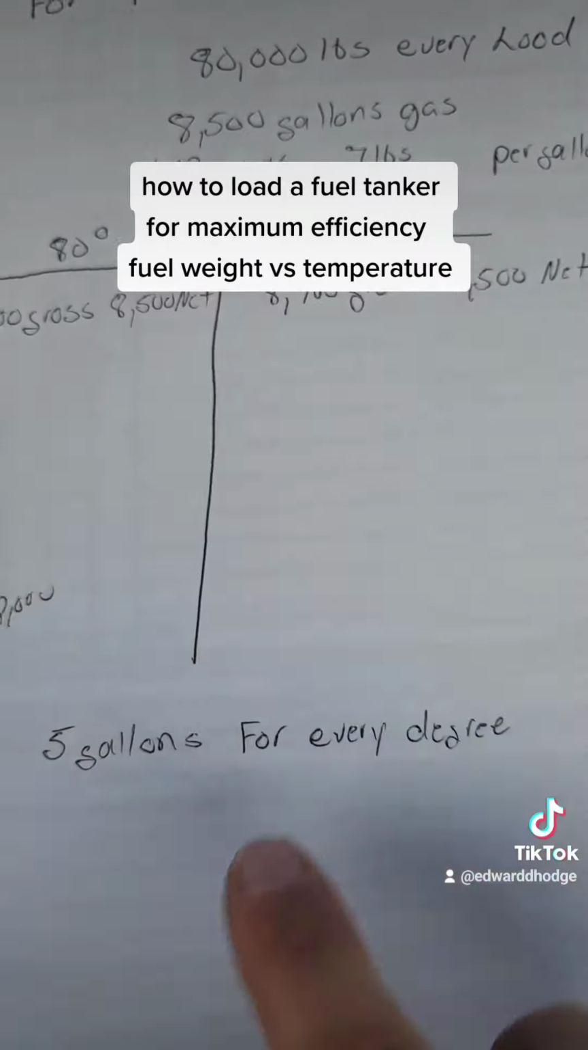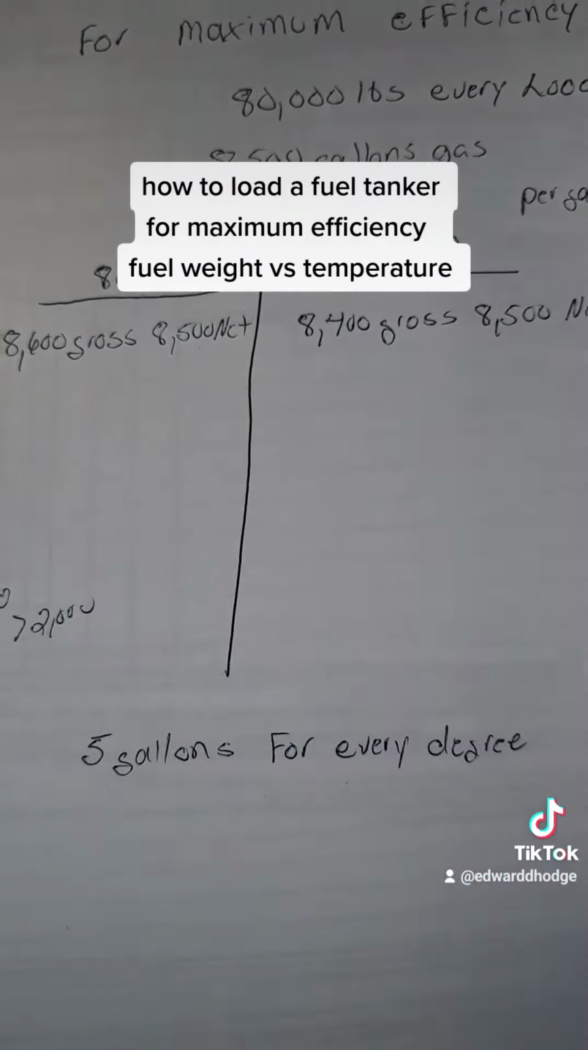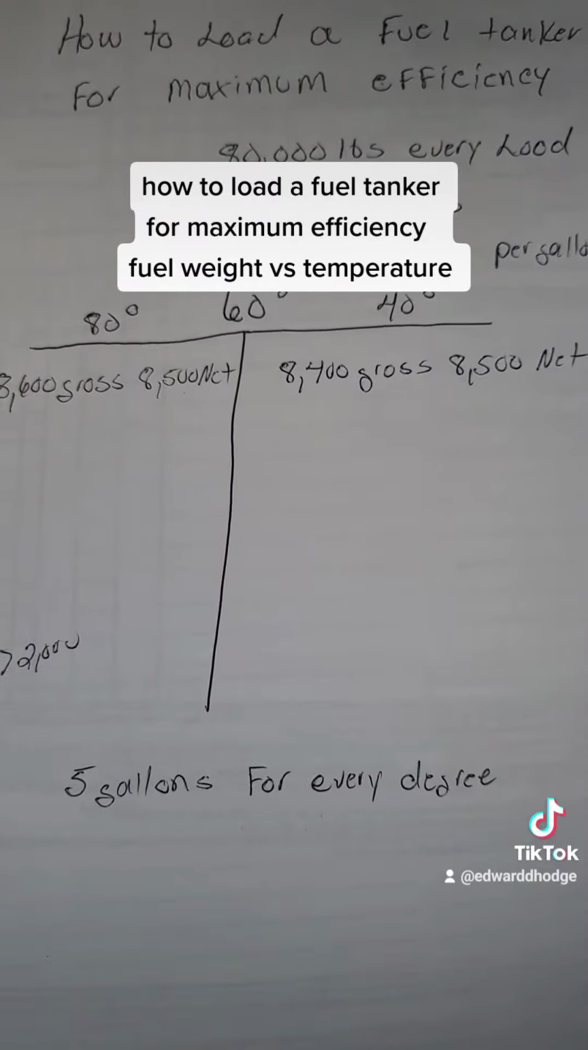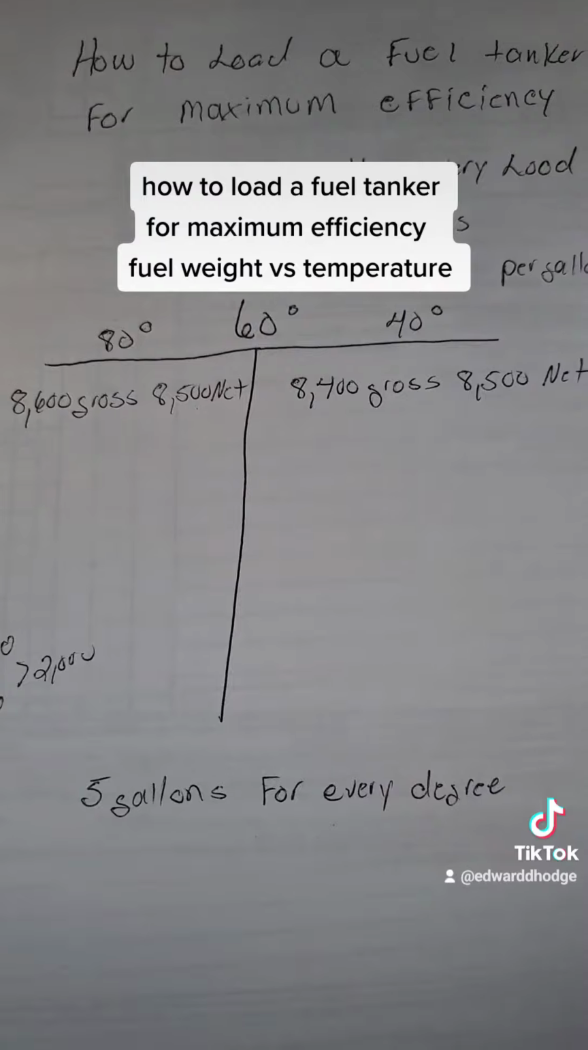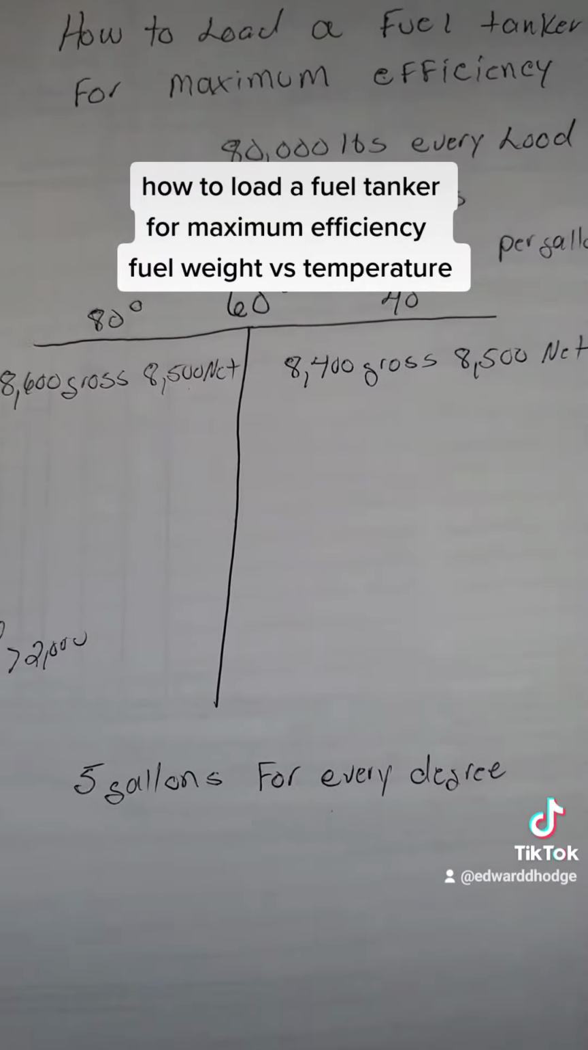So my magic number is 5 gallons for every degree. As I'm loading up the AccuLoad, I'm looking at the temperature, and I can adjust my load to how many gallons get me at 80,000 pounds.